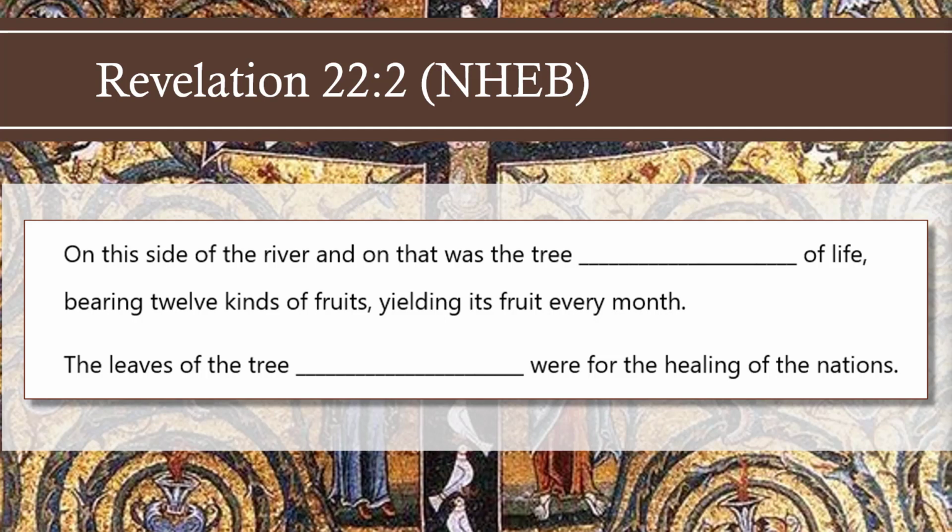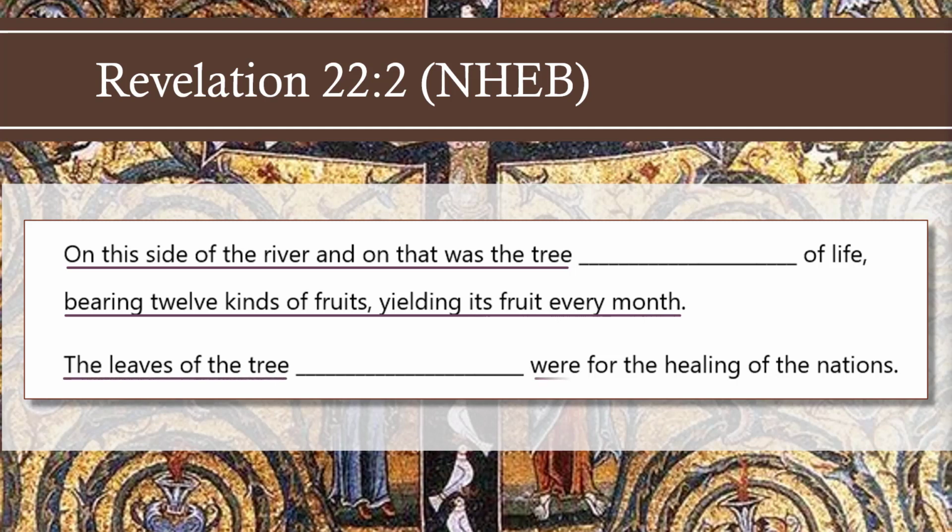It says, on this side of the river and on that, there was a tree of life, bearing 12 kinds of fruit, yielding fruit in every month. The leaves of the tree were for the healing of the nations. So what kind of tree do we have here? Well, first of all, it's a tree of life. It's the tree of life that John is saying he's seeing. And it's a fruit-bearing tree. And it's a tree with leaves, and it provides healing for the nations.